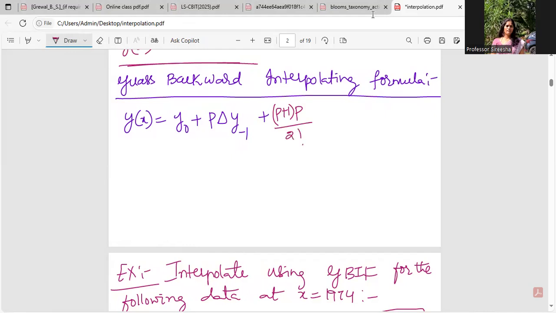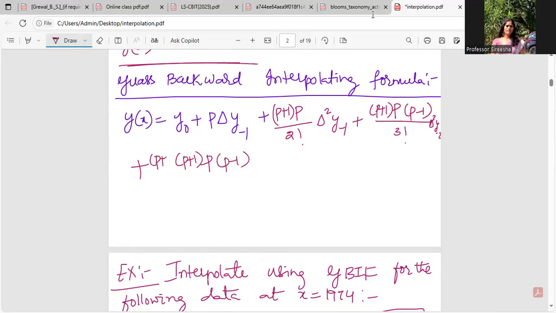Delta square y minus 1, plus one step backward first, then one step forward. I'm sorry, one step forward is denoted by the negative sign. Delta cube y minus 2. Plus, I'll just try it one more and then stop. One step backward, one step forward, and one step backward.